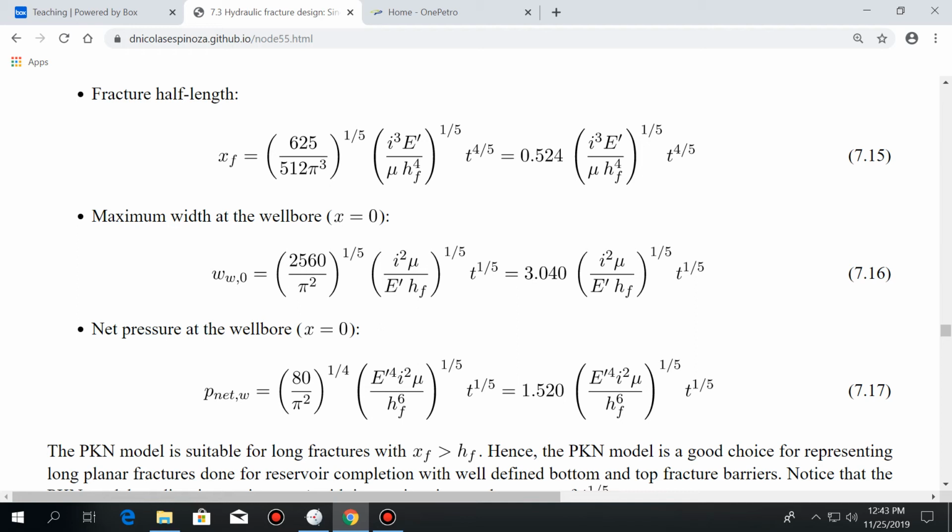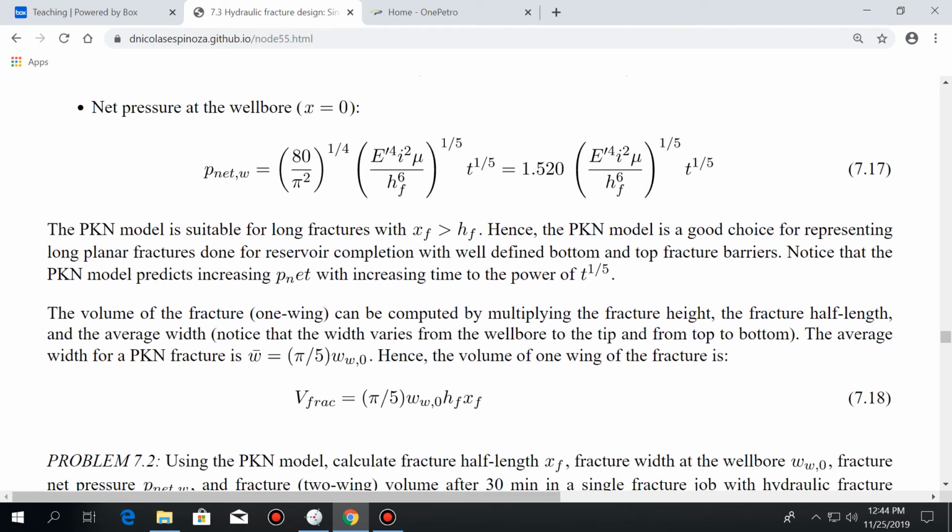The width at the wellbore, again, is proportional to time, inversely proportional to the stiffness of the rock, which means the stiffer the rock, the harder it's going to be to open a fracture. And the net pressure, as it makes sense too, is proportional to viscosity. The more viscous the fluid you inject, the higher the net pressure is going to be.